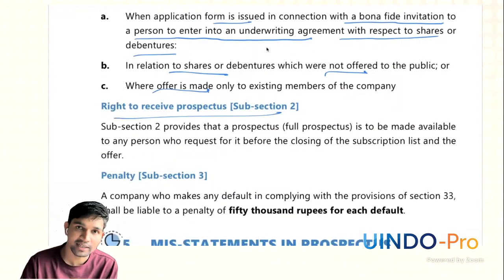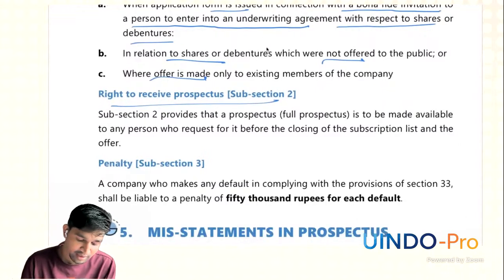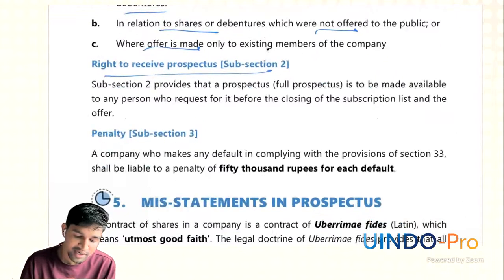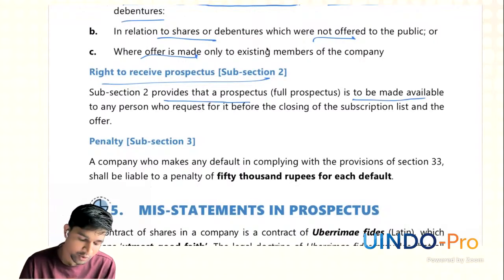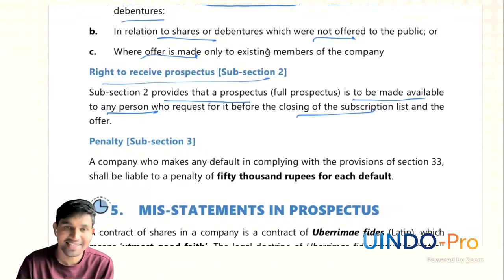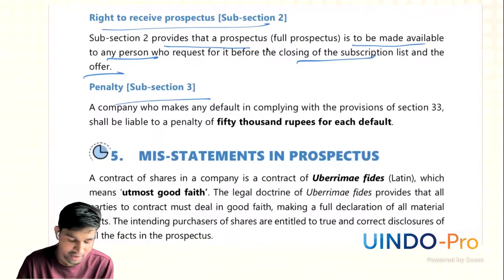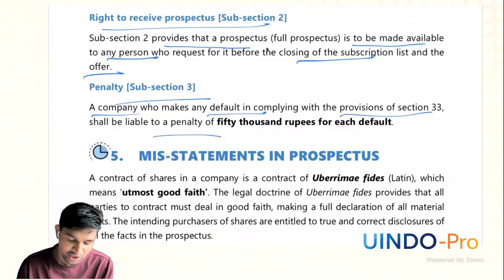Right to receive prospectus. Subsection 2 of section 33 provides that the full prospectus is to be made available to any person who requests for it before the closing of the subscription list and the offer. Penalty. Subsection 3 of section 33 says that a company which makes any default in complying with the provisions of section 33 shall be liable to a penalty of 50,000 rupees for each default.